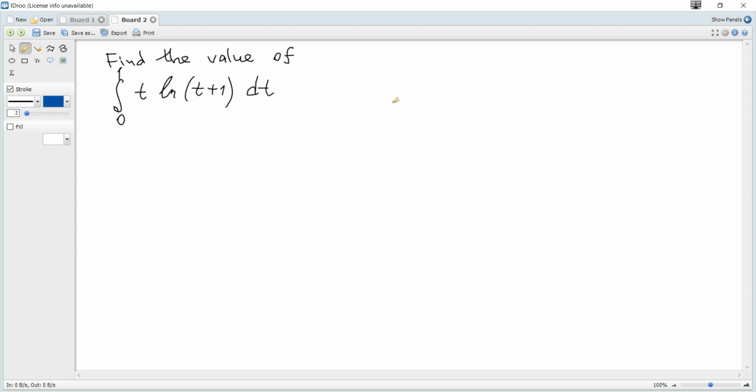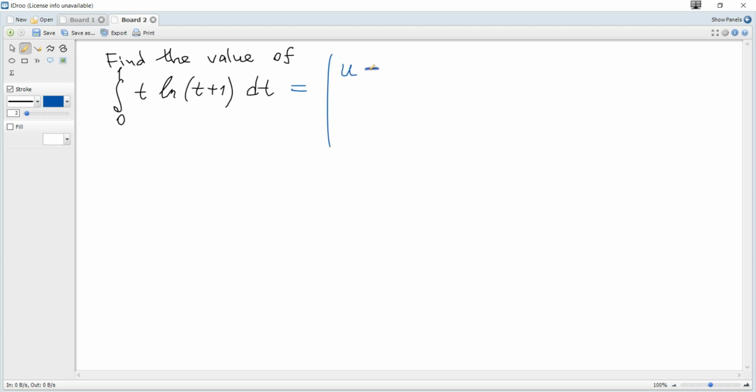Find the value of a given integral. We know from experience that if we meet t or t squared multiplied by some function, it may be sine, cosine, ln or e to the power of x, we can try to solve it by integration by parts.